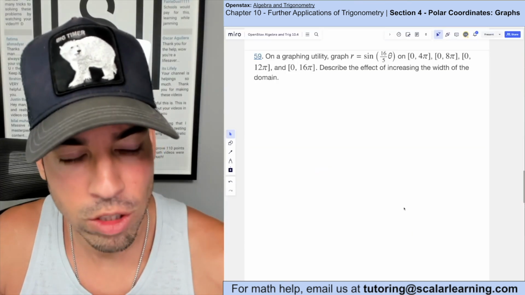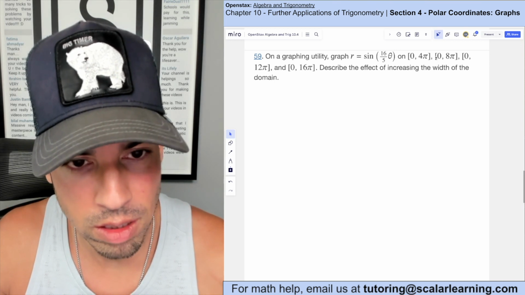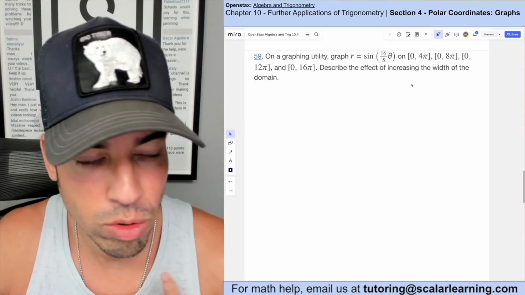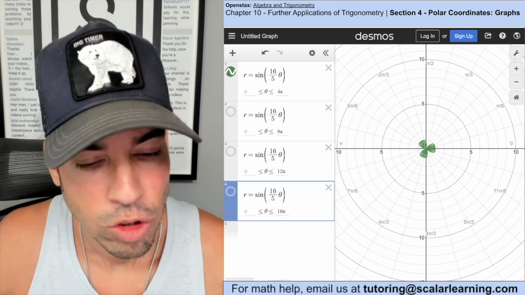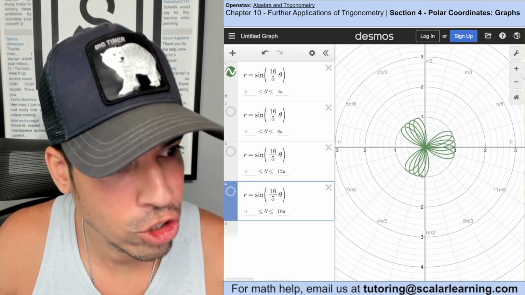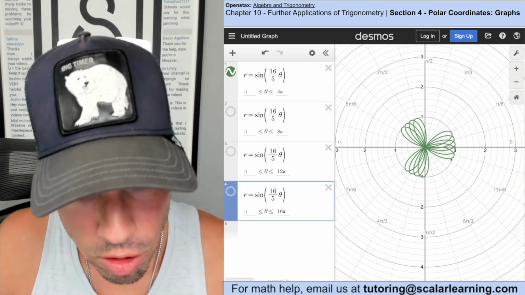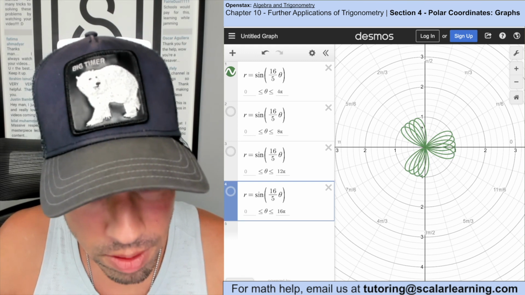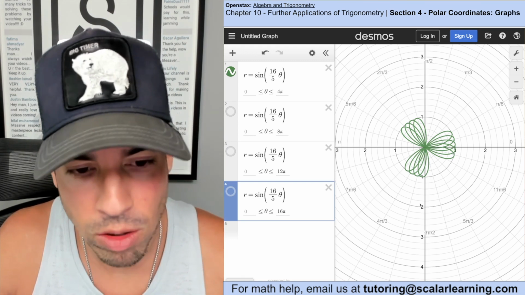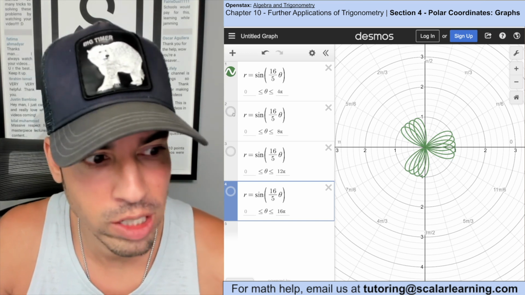Done. So for this one, they want us to graph it on a graphing utility with these different parameters for theta. So let's do that now and we'll compare the differences. So here's the first graph, right? And this is just from 0 to 4 pi. And it looks like we got 15 different petals, but it's a really cool looking figure. Now we're going to increase it to 8 pi.